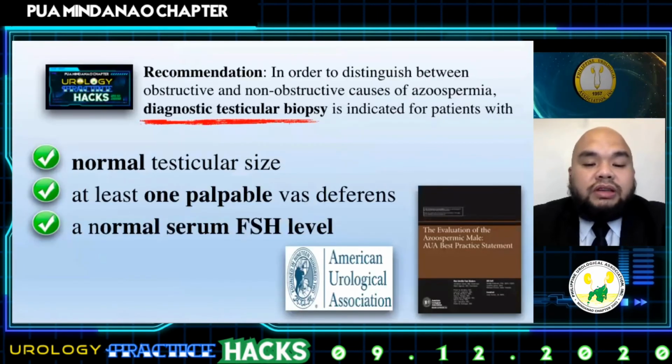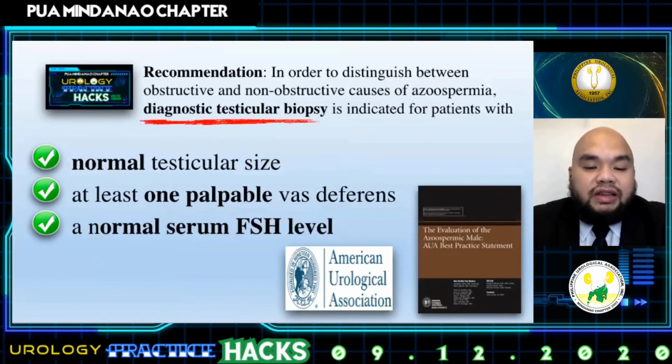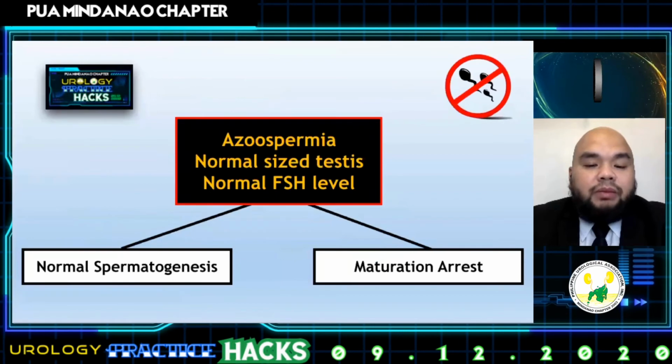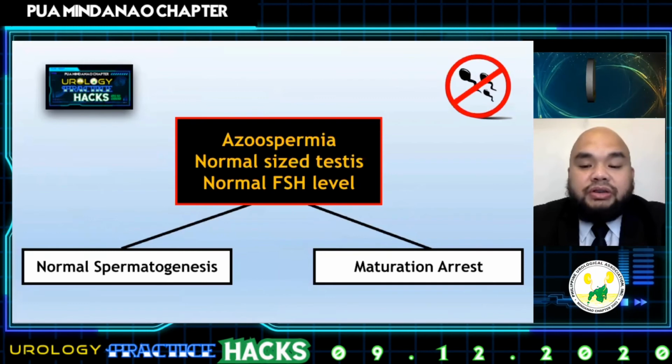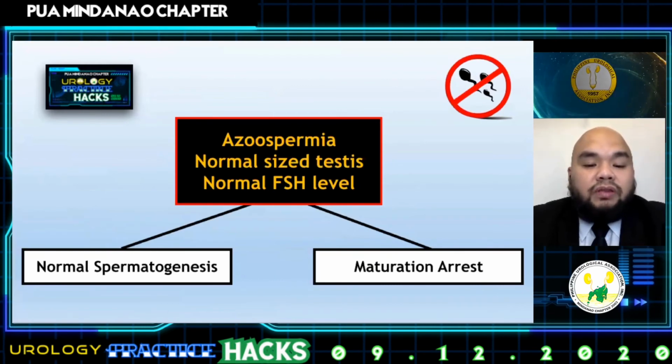So when do you do testicular biopsy for men with azoospermia? You perform biopsy in men with azoospermia who have normal sized testes, at least one palpable vas deferens, and a normal serum FSH level. The reason is that men with a histologic finding of non-obstructive azoospermia, specifically maturation arrest, can also present with normal sized testes and normal FSH level. And we do not offer microsurgical reconstruction for men with non-obstructive azoospermia.